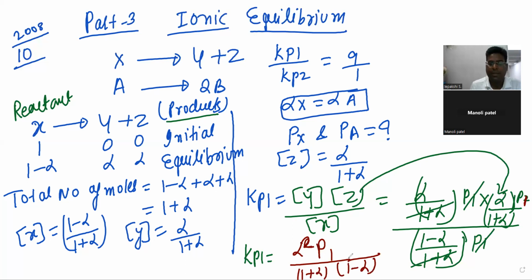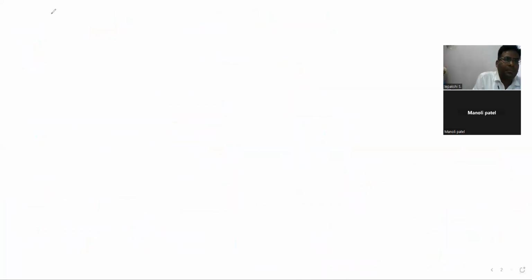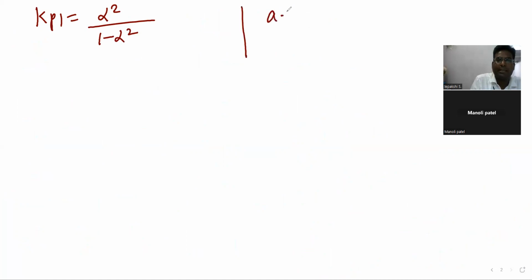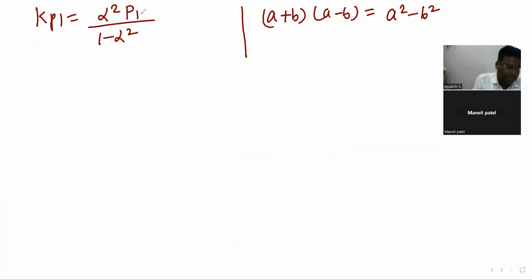You can observe here, this is A plus B into 1 minus B. So see in the next slide, Kp1 will become alpha square by 1 minus alpha square. I have used the identity A plus B into A minus B as A square minus B square. Here pressure P1 is also there. So this is your Kp1.